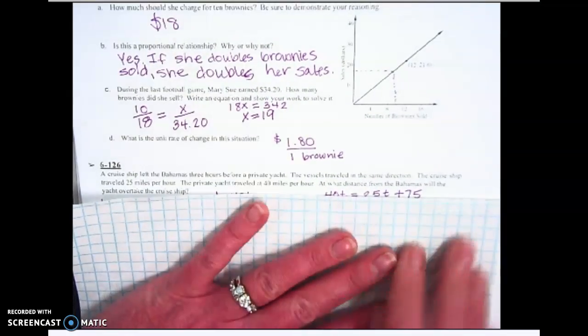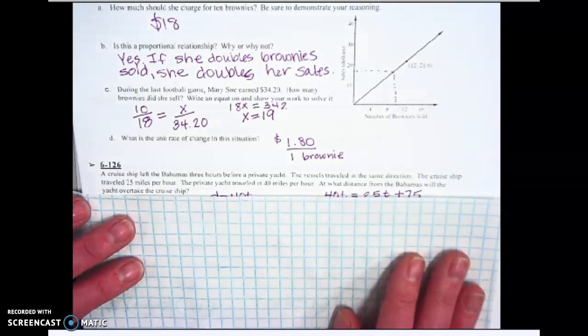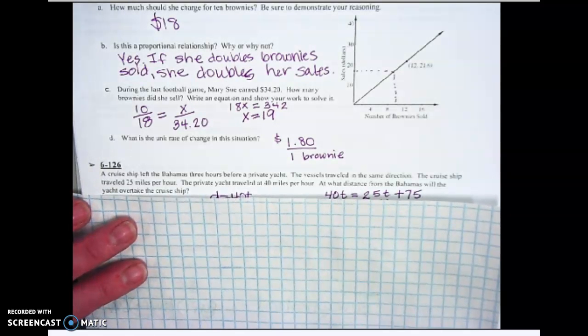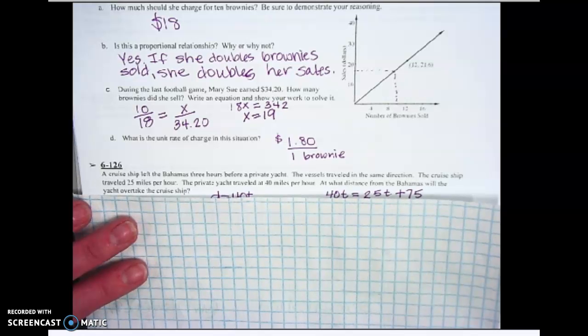Okay, question 126 says a cruise ship left the Bahamas 3 hours before a private yacht. The vessels traveled in the same direction. The cruise ship traveled 25 miles per hour. The private yacht traveled at 40 miles per hour.